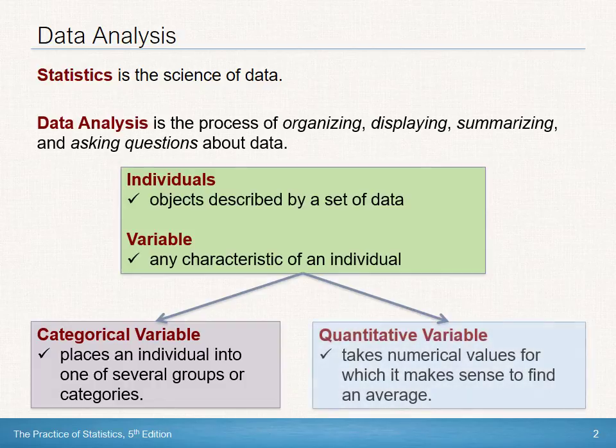Then there's quantitative variables. Quantitative variables take on a numerical value. So height, weight, age, income, their amount of student loans that they owe, GPA, class rank. Those are all quantitative variables.